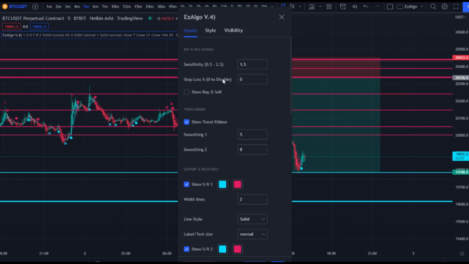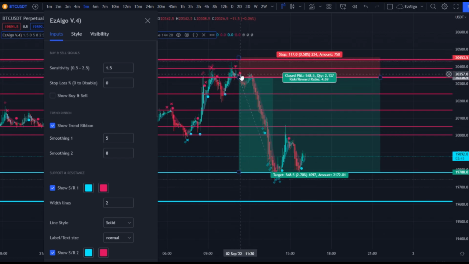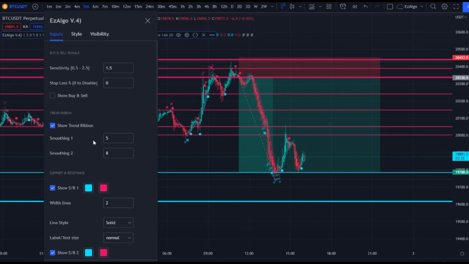Excluding like a 4-hour or daily time frame, you can do a little bit higher, but keep it at the 1.5 sensitivity. I put my stop loss to 0. I'll usually put my stop loss above the previous swing high or above the next EzAlgo resistance level in case we get a wick that comes up there. And I'll usually take profit at the next EzAlgo support level on the higher time frame.